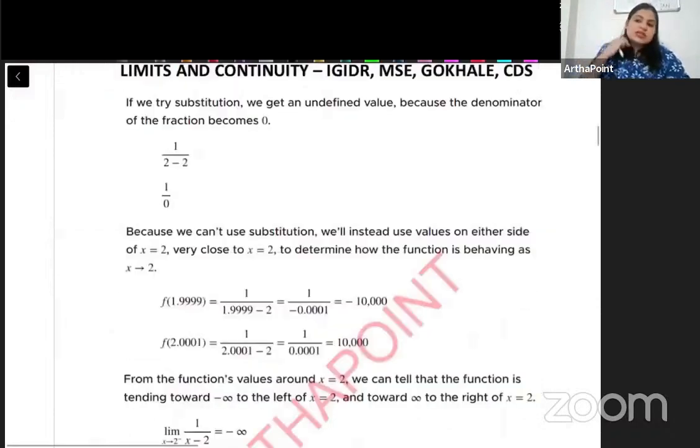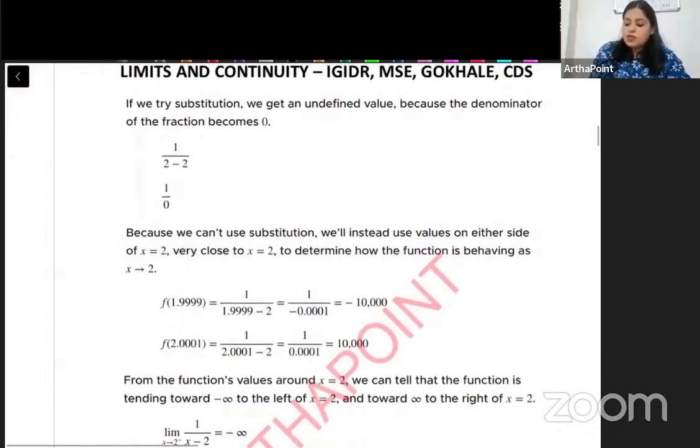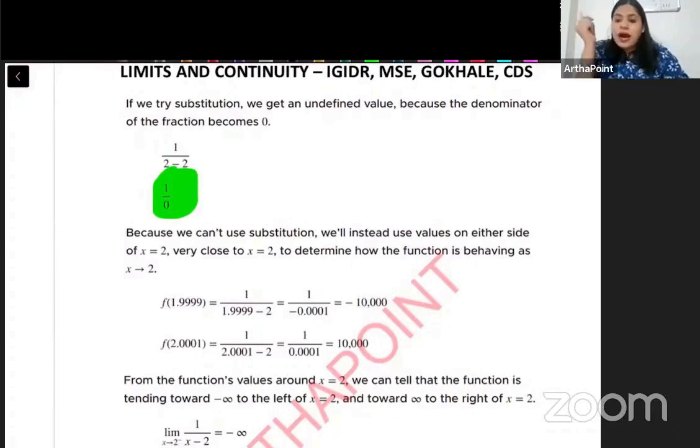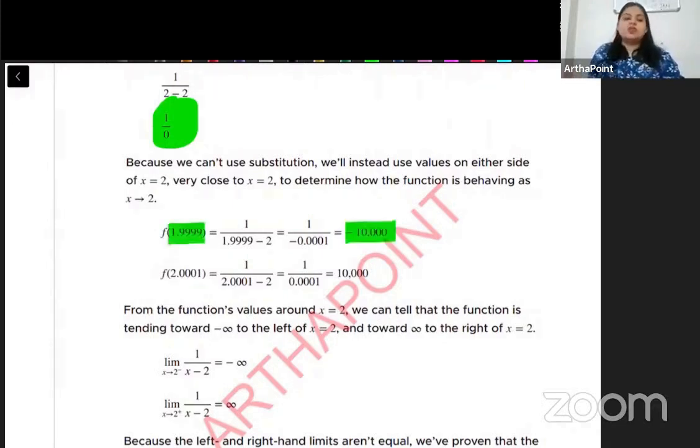So beta, what we can see is when I put x is equal to 2, I get 1 by 0 form, which means it's kind of indeterminate. So I want to check what happens to this function when I approach 2 from the left-hand side and right-hand side. When I say left-hand side, it has to be very, very close to 2, but a little less than 2, like 1.99999. So I will get the answer as minus 10,000 when you put this, right?